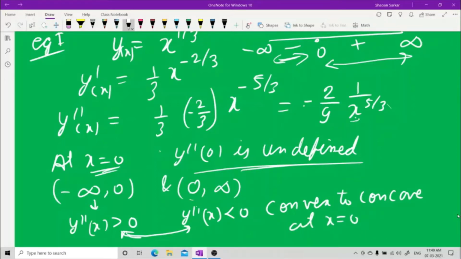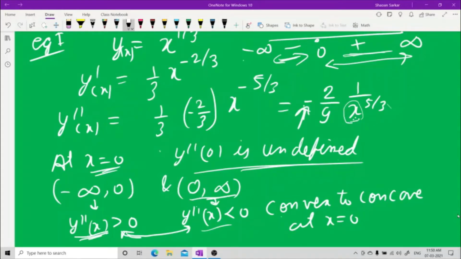इस 0 के इधर से let us see again. देखो y double dash 0, यहाँ पे 0 पुट करोगे तो undefined है. Now from minus infinity to 0, this quantity will be negative and this is already a negative. So negative positive, so y double dash will be greater than 0 होगा. Now in this portion x is positive and there is this negative sign, so it will be negative in this interval. So it is going from convex to concave at x equal to 0.